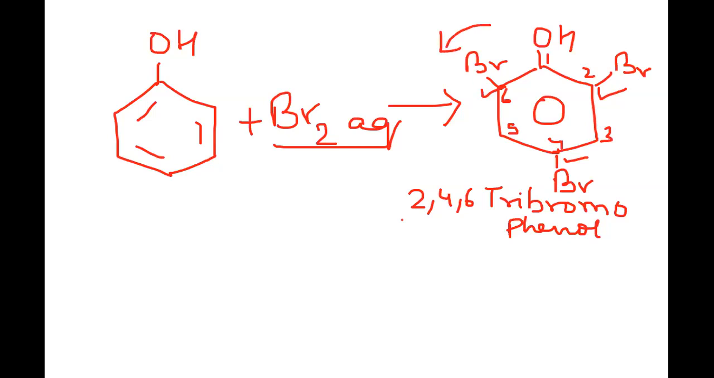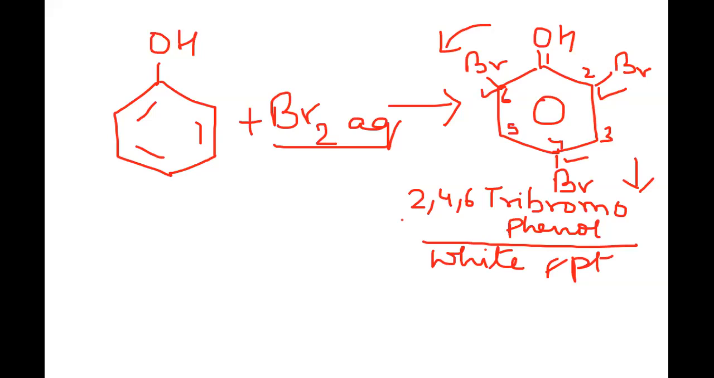That is, it is 2,4,6 tribromophenol, and a white precipitate is obtained. This precipitates, it's a white precipitate. This experiment you also have to do in the lab, where we are very careful. The bromine water capsules are there, the files are there. It has to be handled very carefully, otherwise it gives blisters. And a white precipitate of tribromophenol can be easily seen.